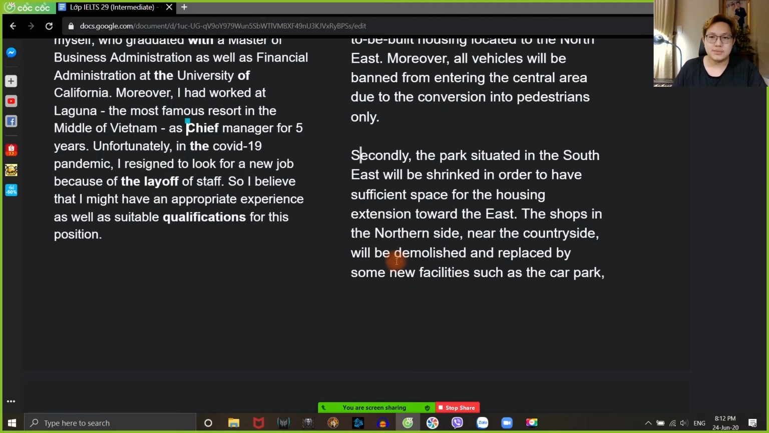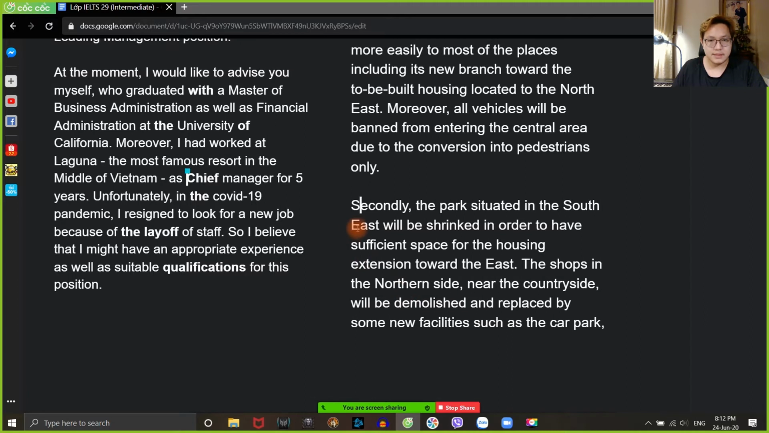Secondly, the park situated in the southeast will be shrunk. Nó sẽ bị co lại. Will be shrunk in order to have sufficient space for the housing extension. Để có được cái không gian đầy đủ cho sự mở rộng về nhà cửa. Toward the east, về hướng đông, toward the east.